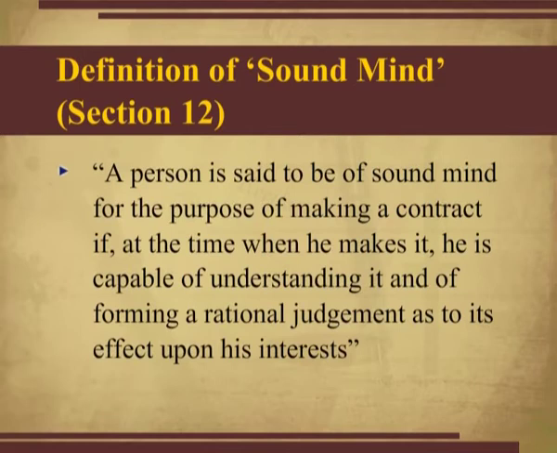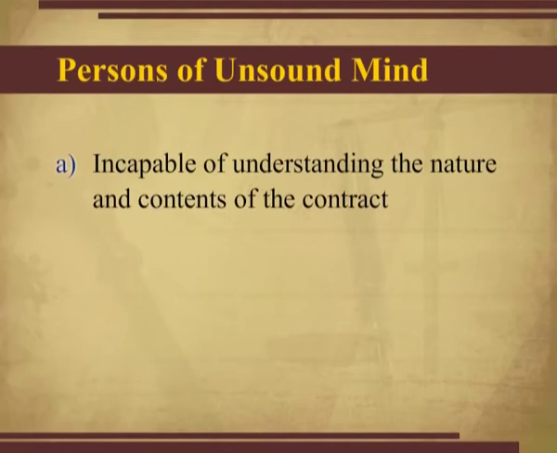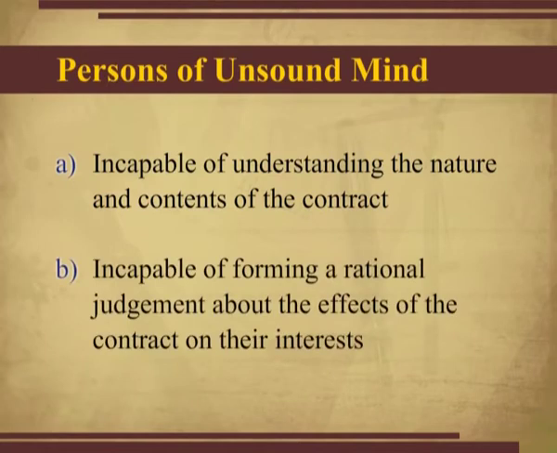A person is said to be of sound mind for the purpose of making a contract if at the time when he makes it, he is capable of understanding it and of forming a rational judgment as to its effect upon his interest. If we analyze the definition, we can say that the persons who are incapable of understanding the nature and contents of the contract and incapable of forming a rational judgment about the effects of the contract on their interest are called persons of unsound mind.